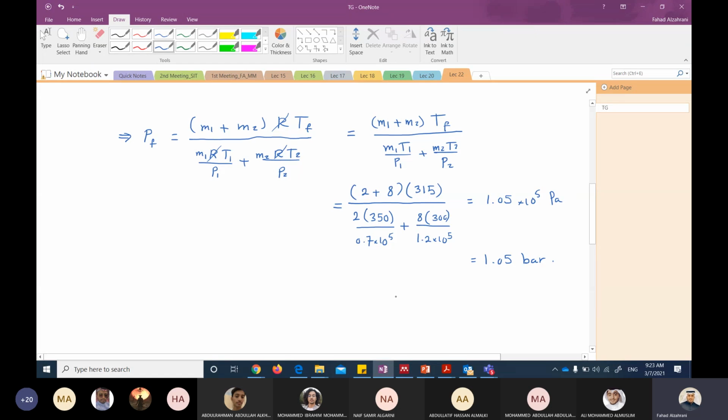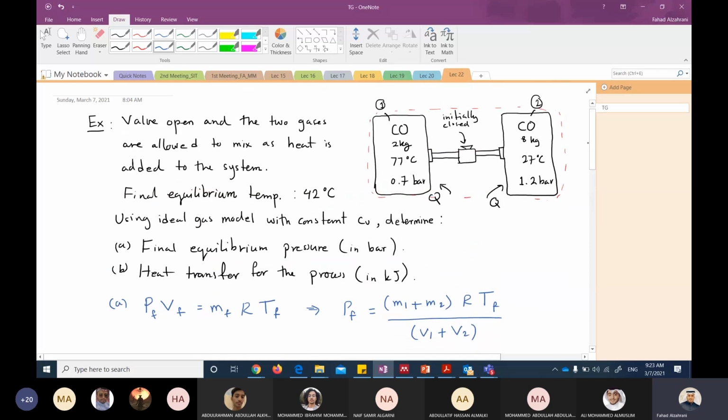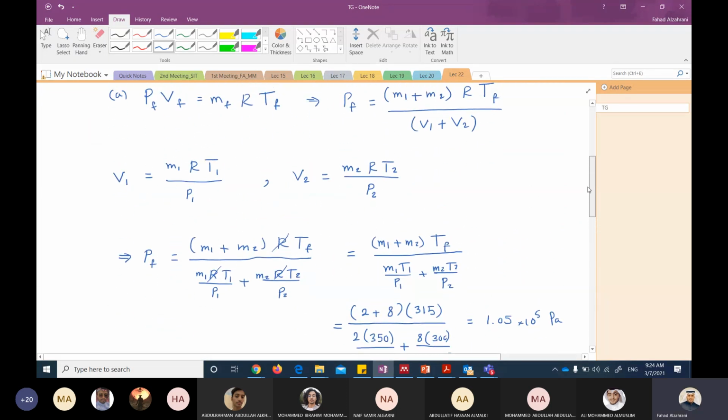Okay, this is the final pressure. You see how for the final state, I used the two tanks as one system. For the initial state, I used each tank as a system. This is how you can apply the ideal gas equation of state to each state in this problem. Any question about this procedure?